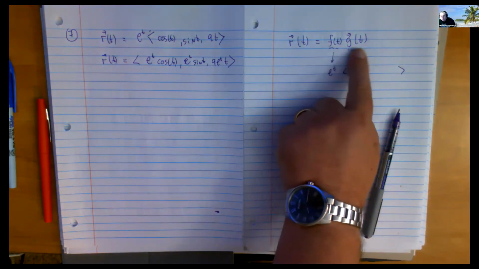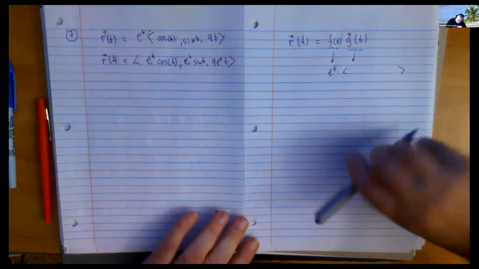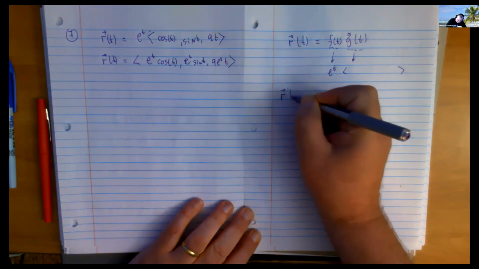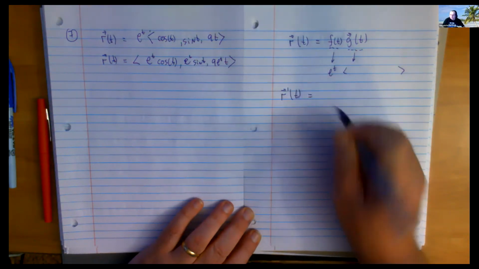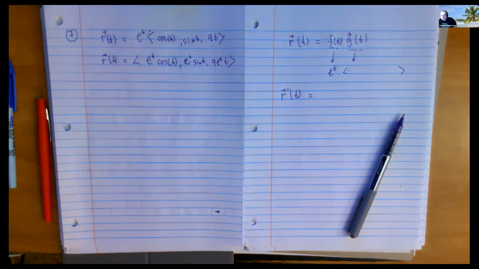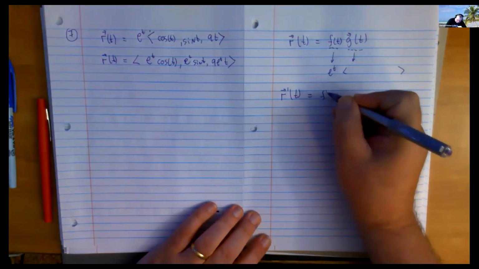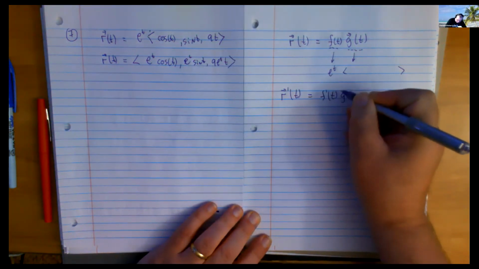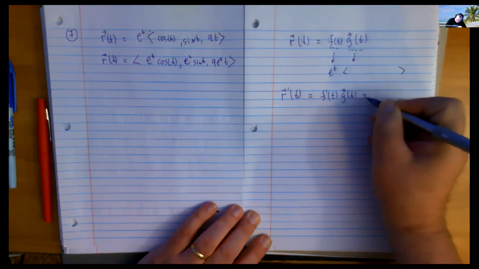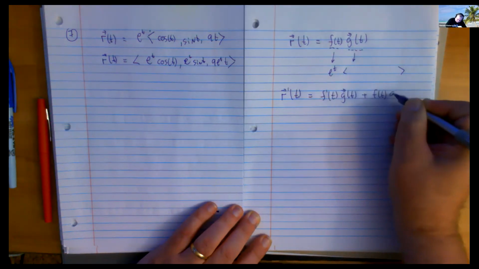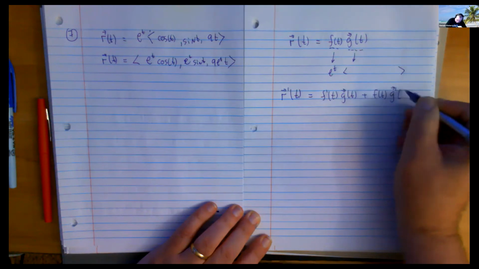If you write the function in this way, there is a formula for finding its derivative. And it is, not surprisingly, a version of the product rule. It will be f dash of t times g of t plus f of t times g dash of t.